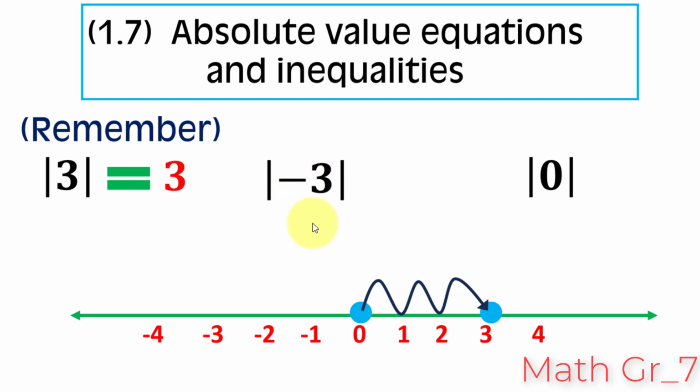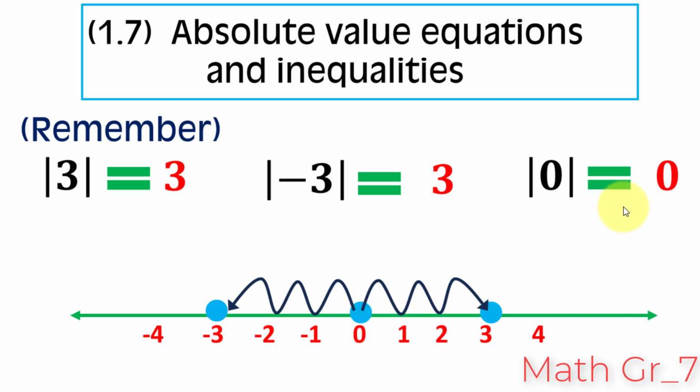Absolute value of negative 3, in the same way: represent negative 3 on the number line and count the units between 0 and negative 3. 1, 2, 3. Now absolute value of negative 3 equals 3 units. We can deduce now that the absolute value must be positive. If I ask you the absolute value of 0, the distance between 0 and itself is equal to 0 units. Now the absolute value must be, guys, positive or 0.